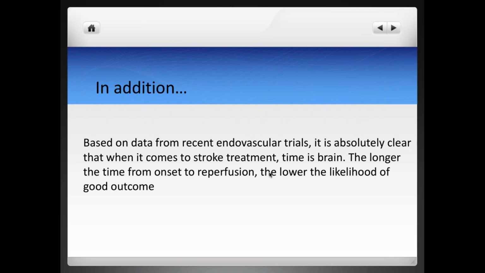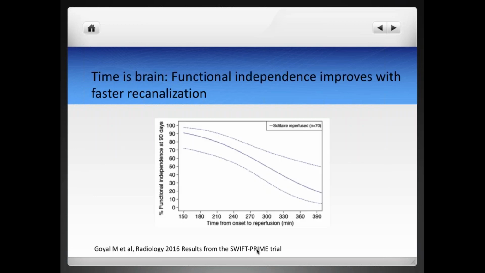In addition, in post hoc analyses of all these trials, what has become very clear is that time is brain, as I said, and the longer the time from onset of the stroke to reperfusion, the lower the likelihood of a good outcome. This graph shows the functional independence, or the percentage of patients who achieved independence 90 days following the stroke, in relation to the time that it took to recanalize these patients.